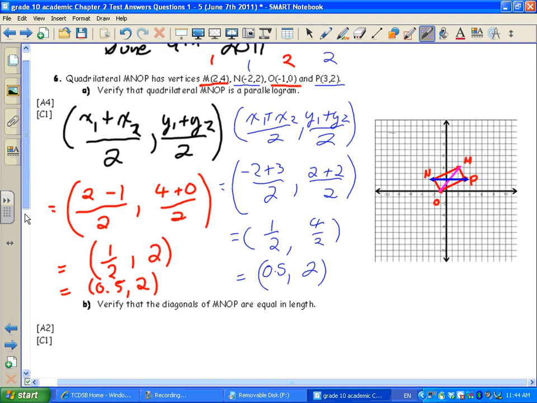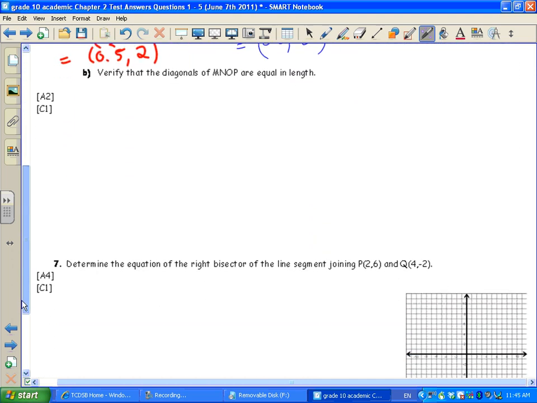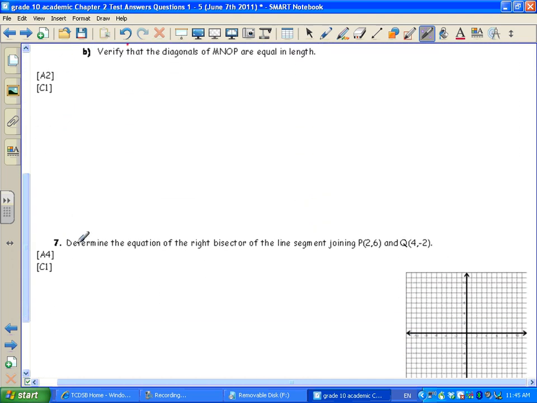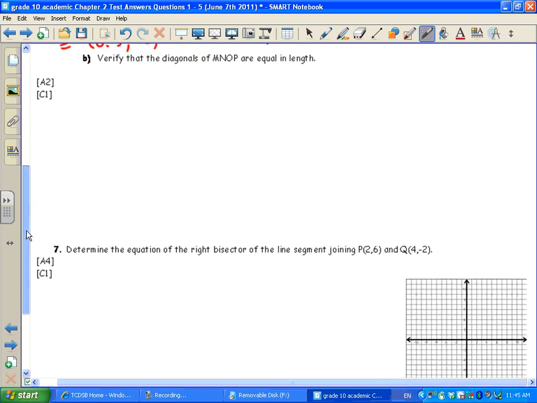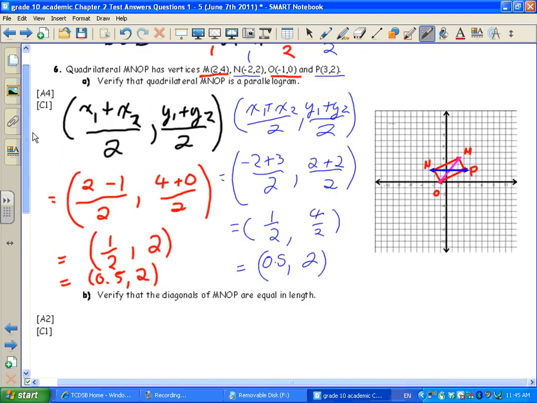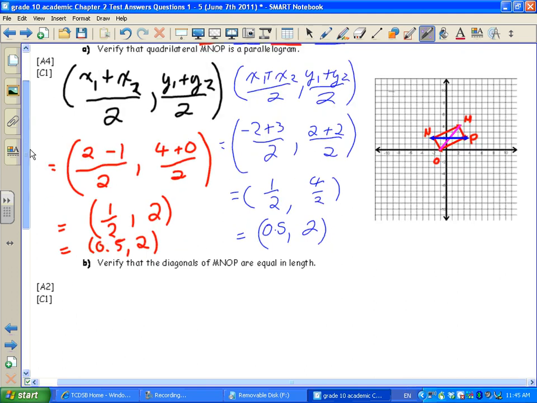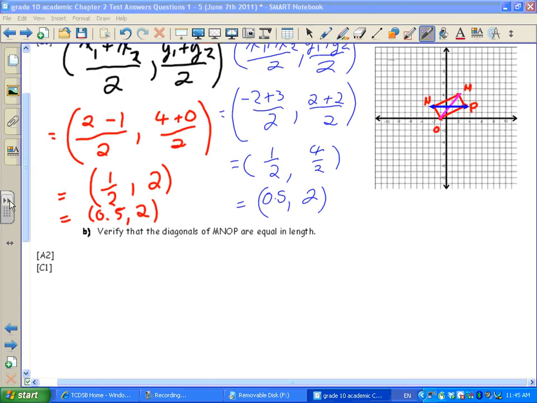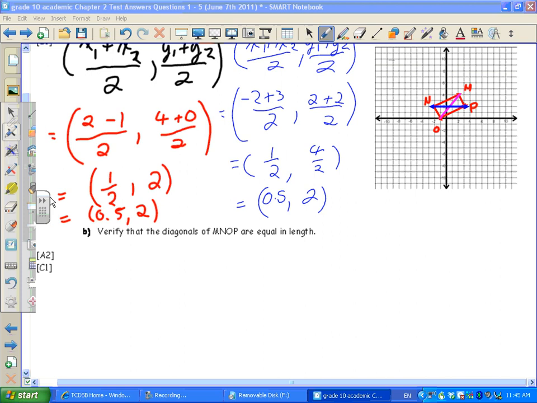Okay. B says to verify that the diagonals of MNOP are of equal length. So that means we have to show the distances. Does anyone remember the distance formula?